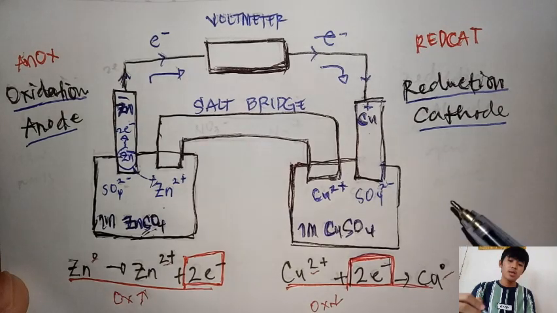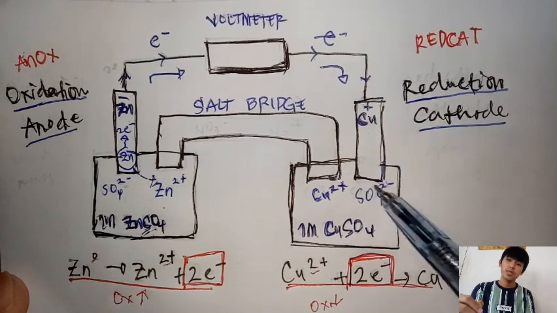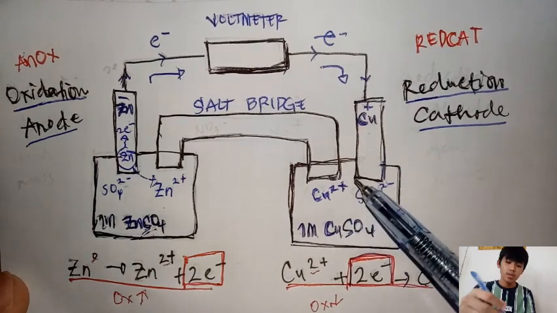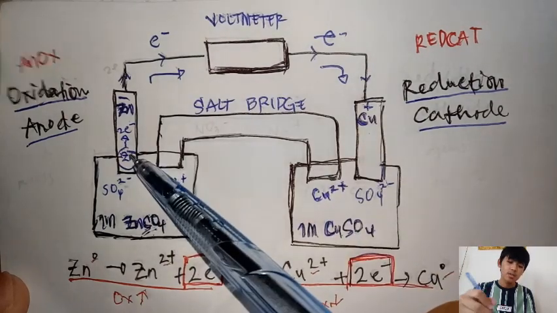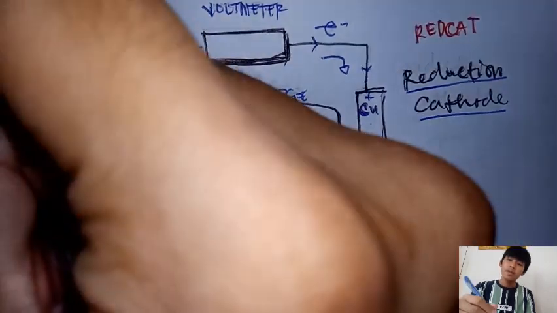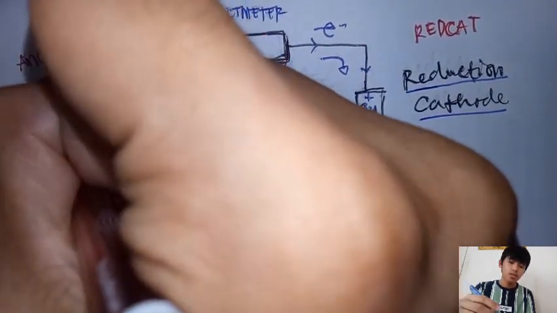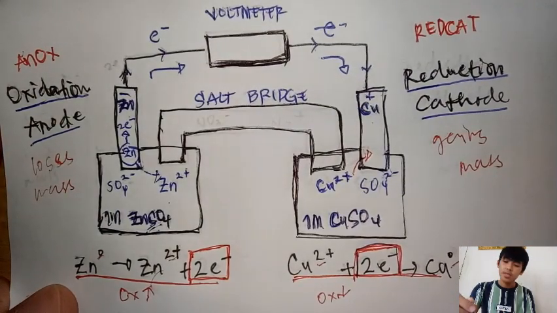Over time, you notice that the cathode is getting bigger because the copper 2+ is depositing itself onto the surface of the cathode, whereas the zinc electrode is getting smaller. In the galvanic cell, the anode loses mass, whereas the cathode gains mass. And make sure you understand that.